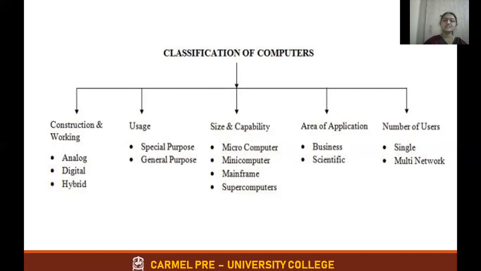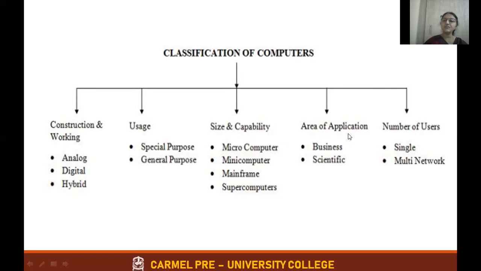The second one is usage or purpose, for what purpose they are used. The third one is size and capability. Capability means speed, memory of the computer, how much it can perform, the efficiency of the computer. These first three classifications are important. You need to remember them. This is just for your reference. Generally, they have given it in the abstract.